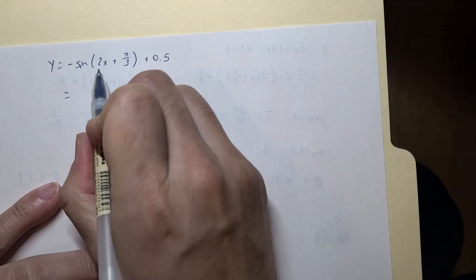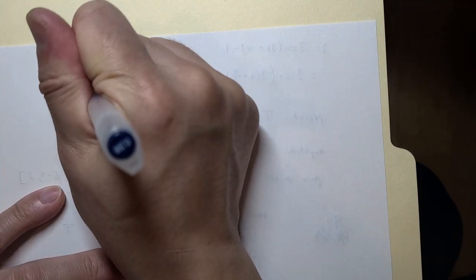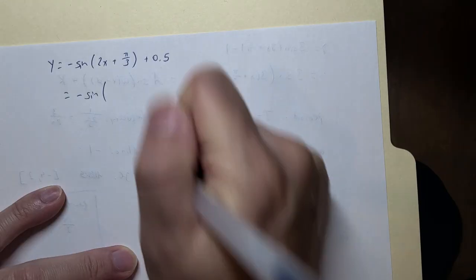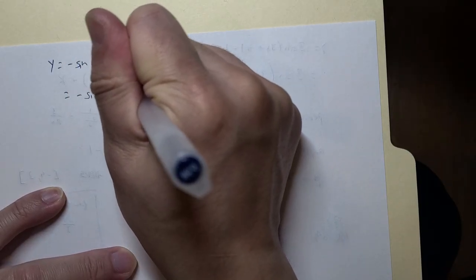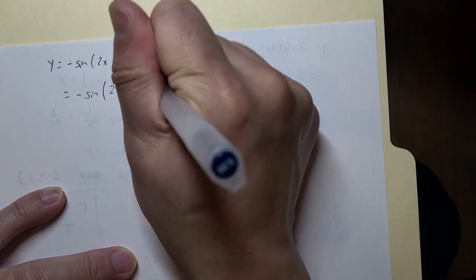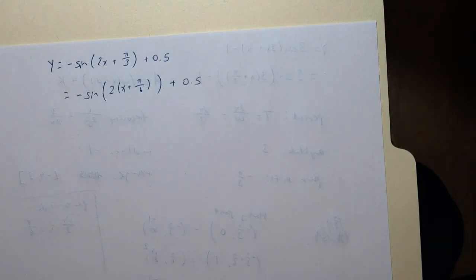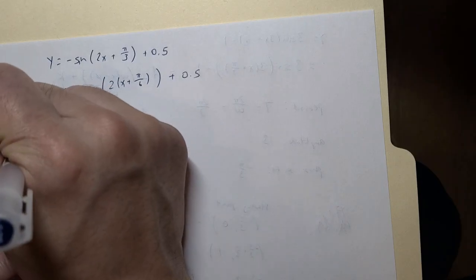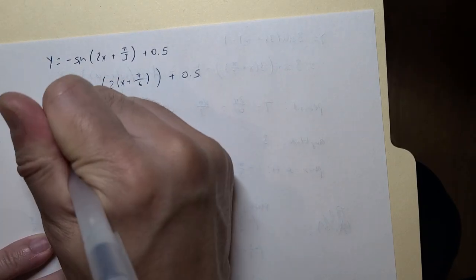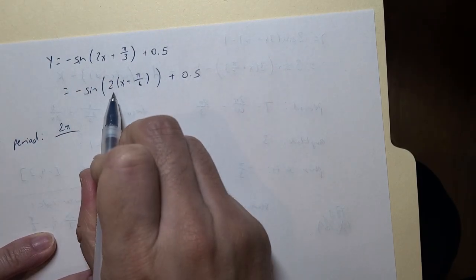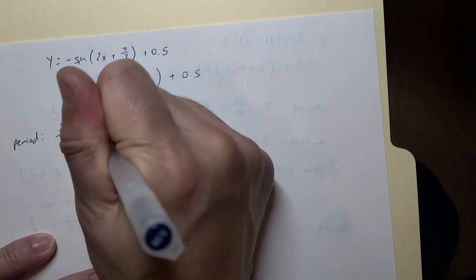So let's rewrite it in the standard form first. Let's factor out this 2 inside the argument of the sine. So it'll be 2 times x plus pi over 6, plus 0.5 on the outside still. Okay. Let's get our parameters. What's the period? It is 2 pi over 2, which is pi.